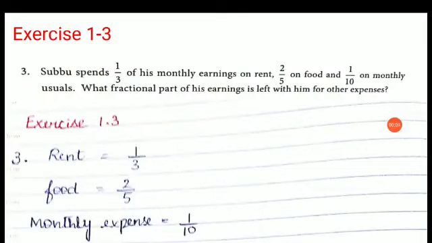Namaste children. Hope you're clear with all the sums in exercise 1.2. Now we are moving on to exercise 1.3. In that first and second sum, you can solve on your own. So I'll start with the third one.